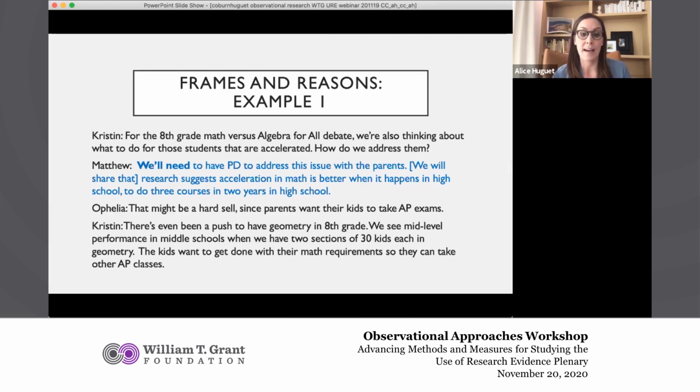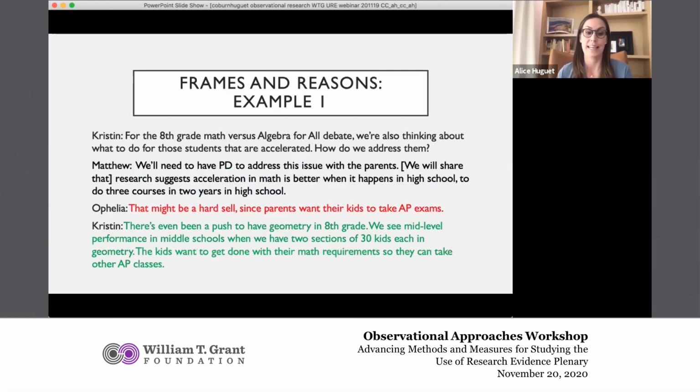We found in our study that individuals in their back and forth used research to bring some kind of authority to a position. So using this approach allowed us to really see not just that there was research invoked, but how they were using it. And there are a few more frames and reasons that we identified here as well. In red, I've highlighted a common problem frame in this trajectory, which is the concern that some parents would be very unhappy if they were to eliminate accelerated math in middle schools. Ophelia says that might be a hard sell since parents want their kids to take AP exams, and if they were to eliminate acceleration, students wouldn't be able to take calculus at the end of high school. So they're predicting some pushback from families.